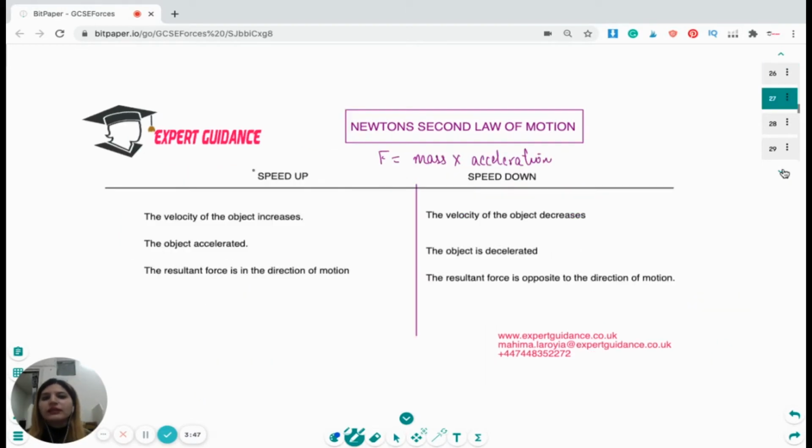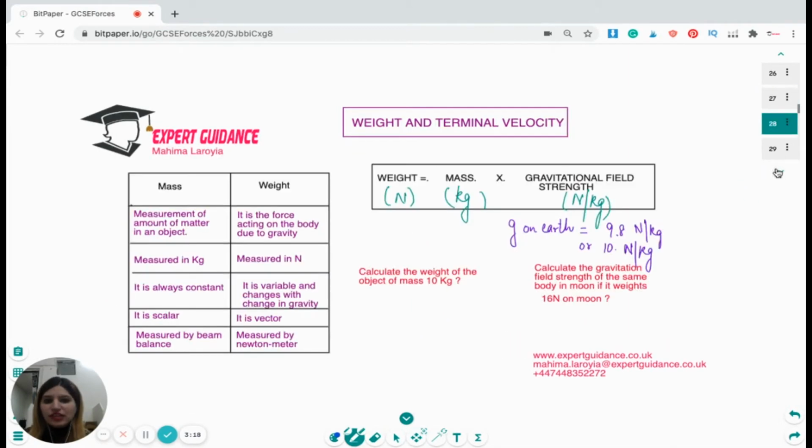All right. Now let us see how we can interpret Newton's second law of motion: force is mass times acceleration. If something is speeding up, it means that the velocity of the object is increasing. The object is accelerated, which means that the resultant force is in the direction of the motion. But if something is slowing down, it means that the velocity is decreasing, the object is decelerated, and the resultant force is in the opposite direction to the motion.